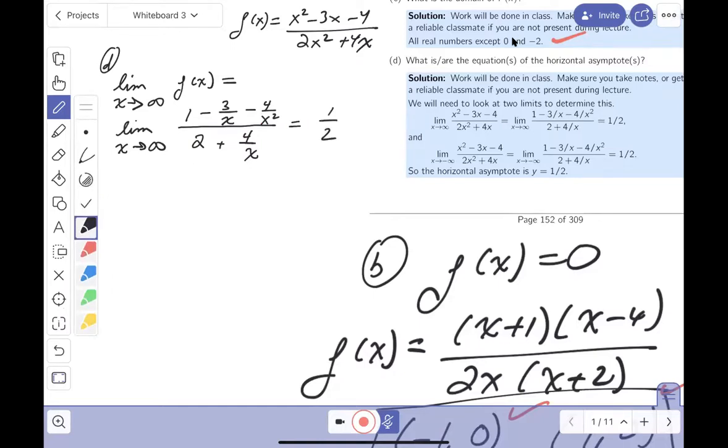Now, if you do the same thing going towards minus infinity, by the way, don't always believe they're going to be the same. I just want to go through it again. And again, we've already divided by the highest degree variable. I'll put this over here again.